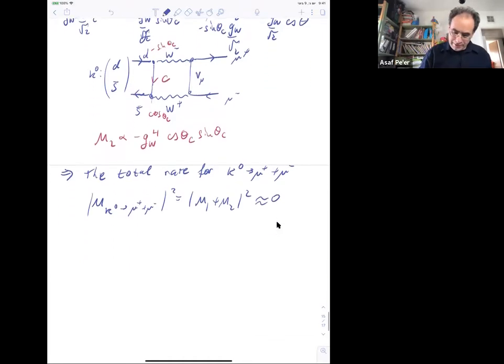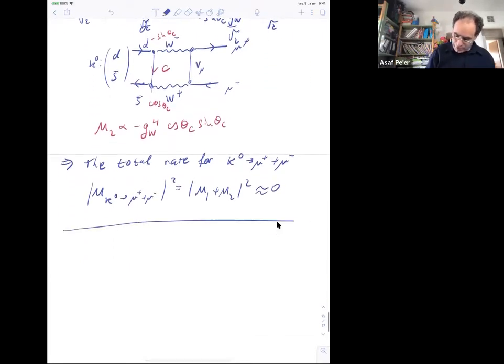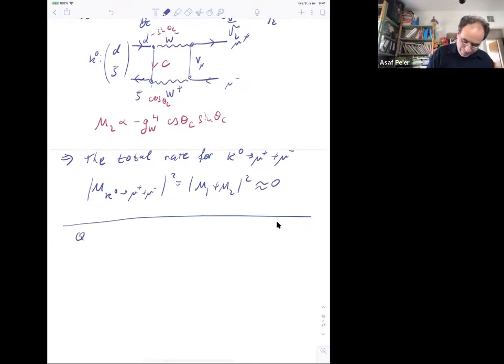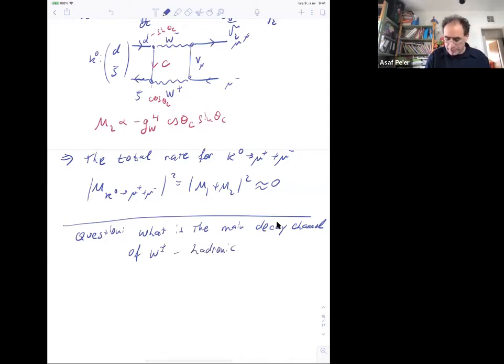Okay, in the last few minutes, I want to do one more example or question. What is the main decay channel of the W boson? Is it hadronic or is it leptonic?